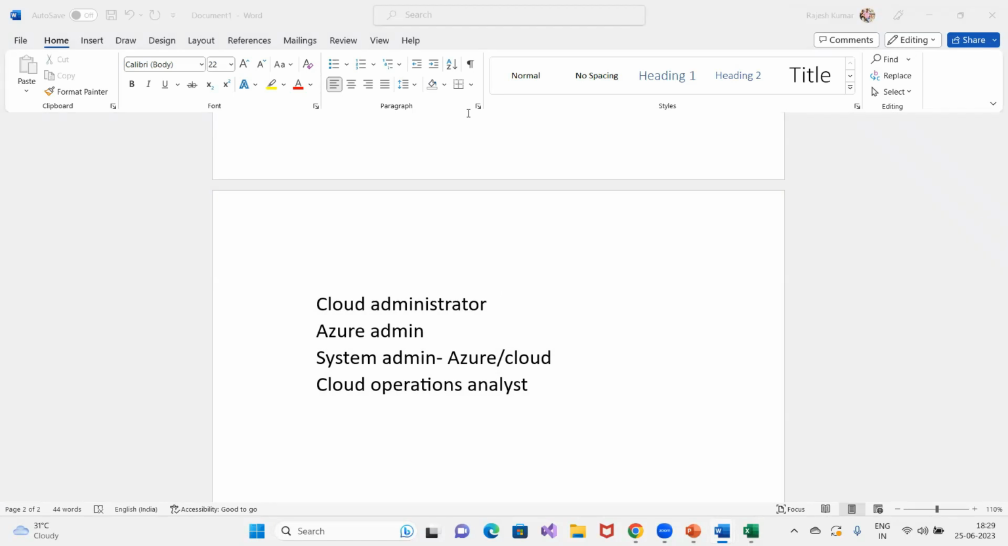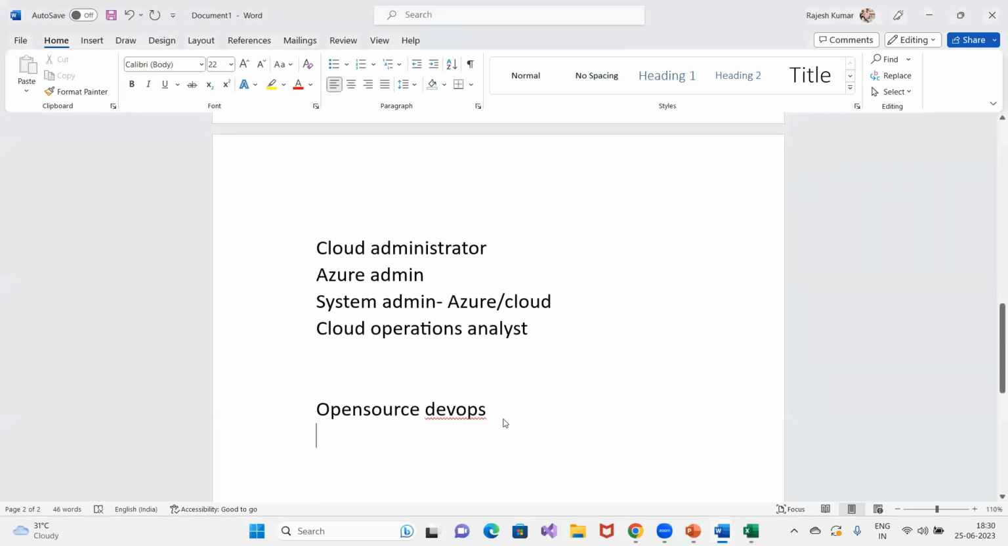DevOps, it's not about Azure or AWS. You can pick any of the clouds. See, there are three kinds of DevOps. There is open source DevOps, which is very famous. For open source DevOps, you can have experience in any of the clouds. Whether you are an AWS person or an Azure person, you can learn DevOps tools like Ansible, Terraform, Git, Chef, and deployment with Kubernetes. So you can learn these orchestrations and you can apply for this.